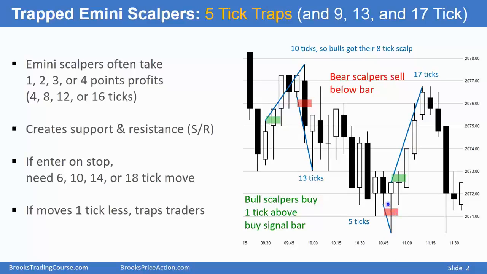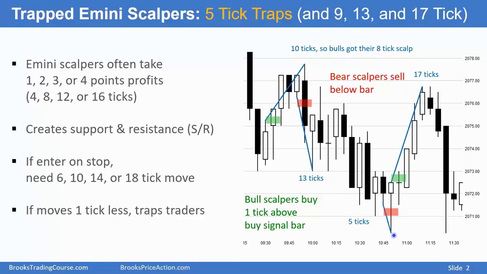And look what happened here. Bears sold 1 tick below this bar, betting that they'll make at least a scalp. It fell 5 ticks and then reversed up. So the bears who sold just below that bar, they get filled over here, are now trapped. And they'll buy back their shorts, and part of this reversal up is the trapped bears. It had to fall 6 ticks for them to make 1 point.